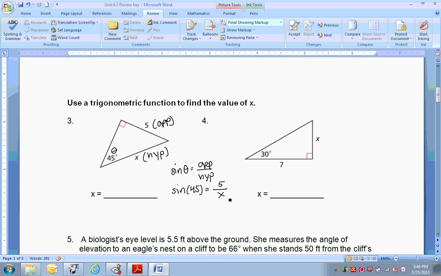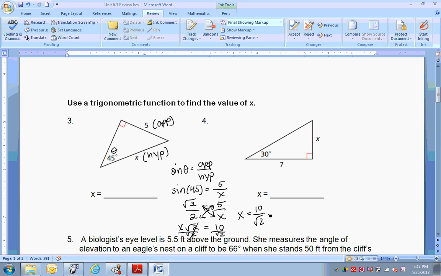Well, we know, based on our unit circle, that sine of 45 is the square root of 2 over 2. And that's equal to 5 over x. Now we can cross multiply, and that leaves me with x times the square root of 2 equal to 10. Then I divide both sides by the square root of 2 to get x by itself. So x equals 10 over the square root of 2.